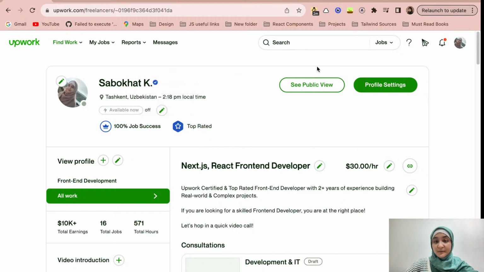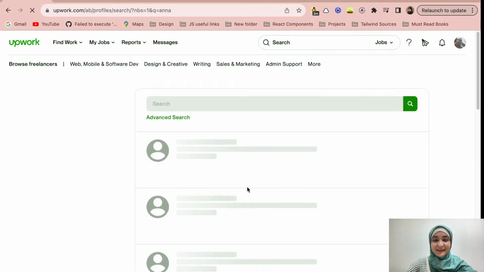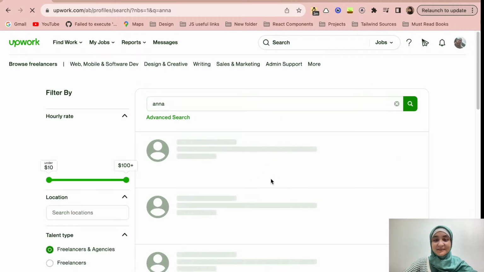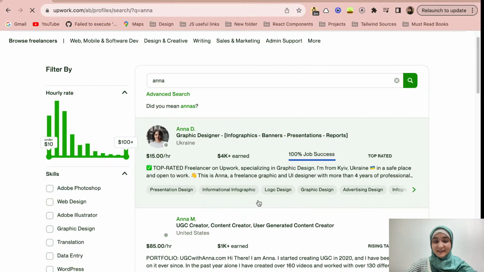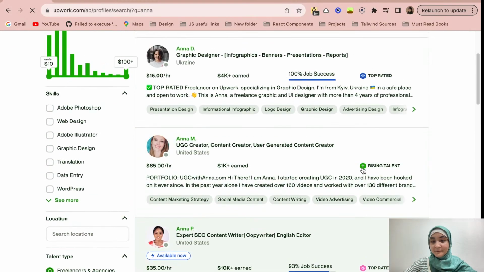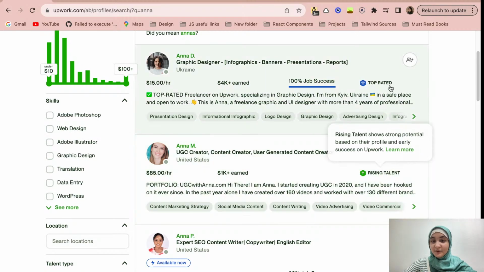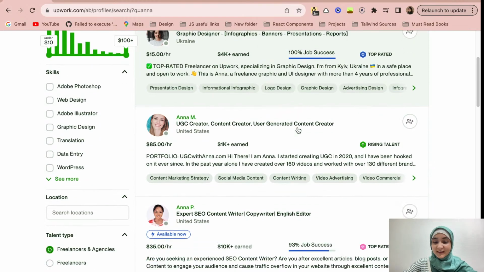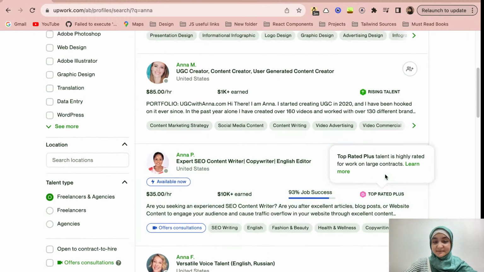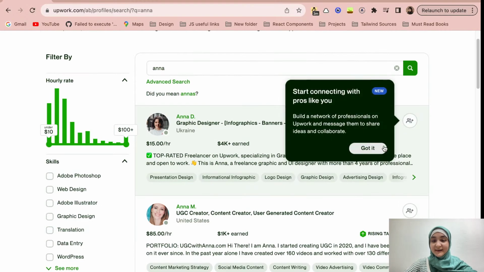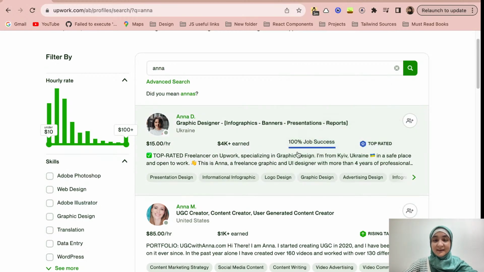It will also show up when you search for talent, for example. Let's search for Anna. I believe Anna is a common name, right? Let's see the search results. If there is a developer with badges, it will be shown. For example, right here we can see rising talent, top rated, job success score, and top rated plus. This is how your badges will be shown to clients when they are searching for you or for specific professionals.